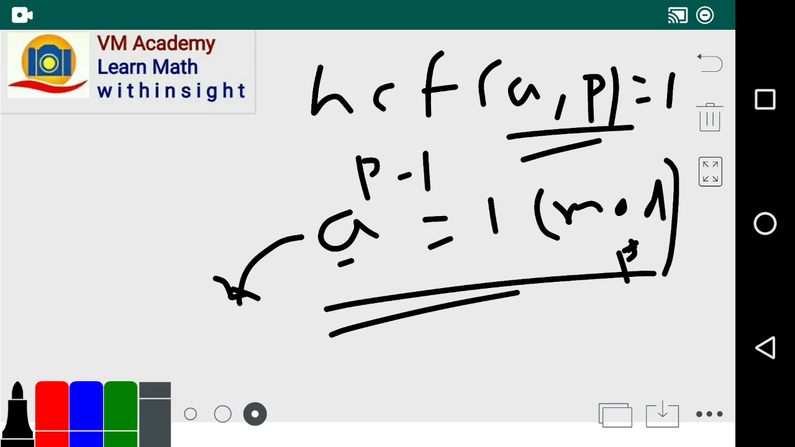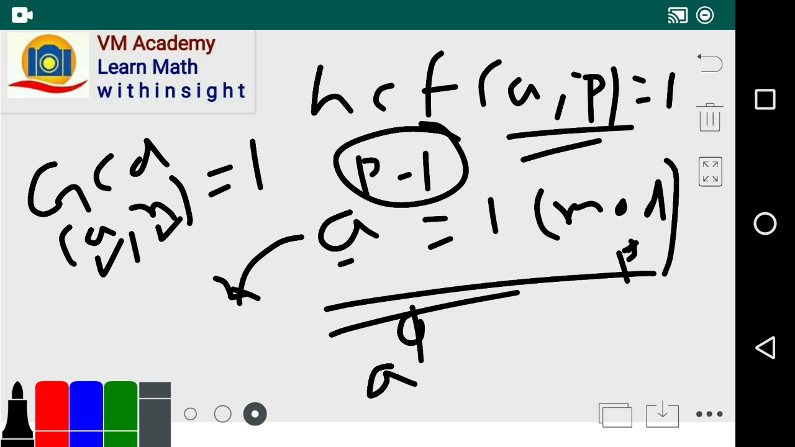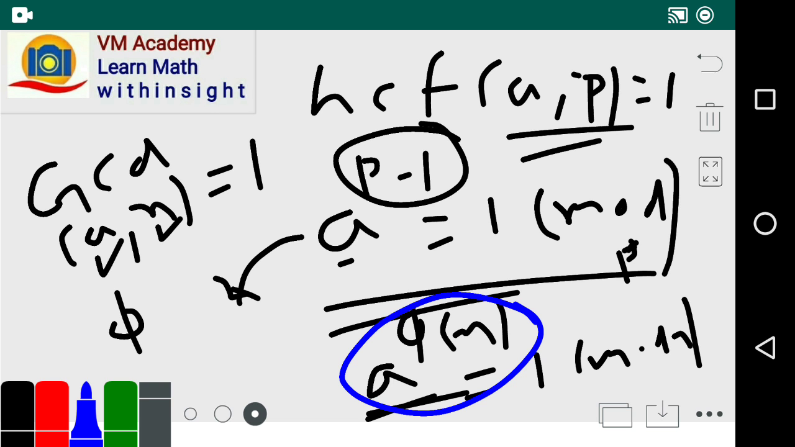So what he did, he took any general number n and defined that if the GCD of a and n is 1, then a raised to phi of n equals 1 modulo n, friends. That means the remainder of a raised to phi of n divided by n is 1. This was the theorem, friends.